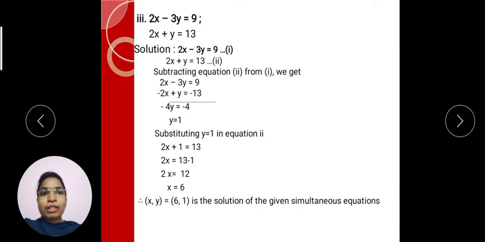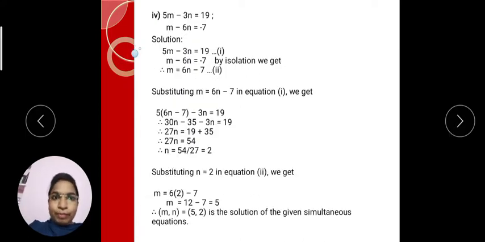So this equation is solved by the elimination method. Which term is eliminated? This 2x term is eliminated here. How? By simply subtracting the equations. Understood? Now next, question number 4: 5m minus 3n is equal to 19. This is equation first. And second is m minus 6n is equal to minus 7. Now first equation as it is.